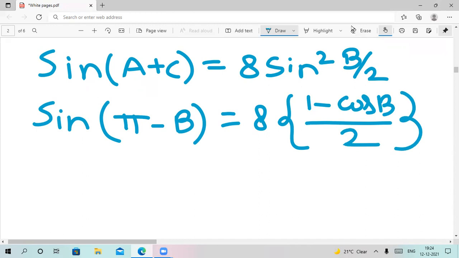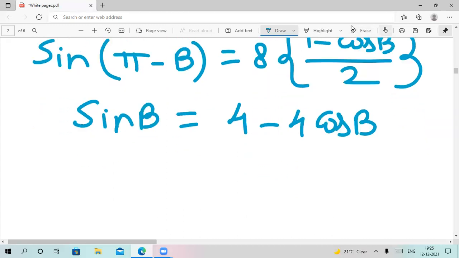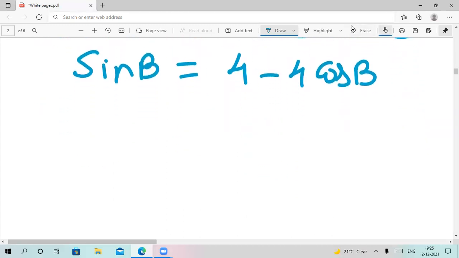We also know that sine of 180 minus theta is equal to sine of theta. Why? Because we can expand it: sine pi cos B minus cos pi sine B, so it is going to be sine B actually, not cos B, sorry. So it is going to be sine B equal to 4 minus 4 cos B.